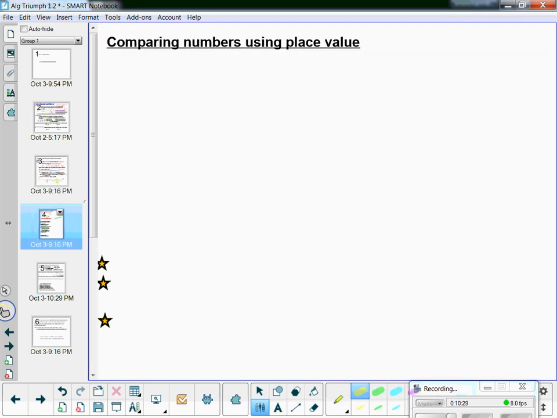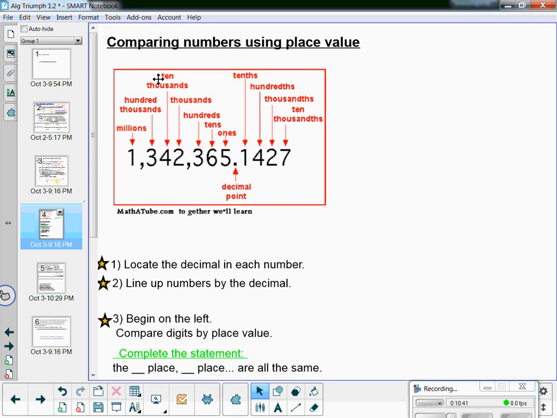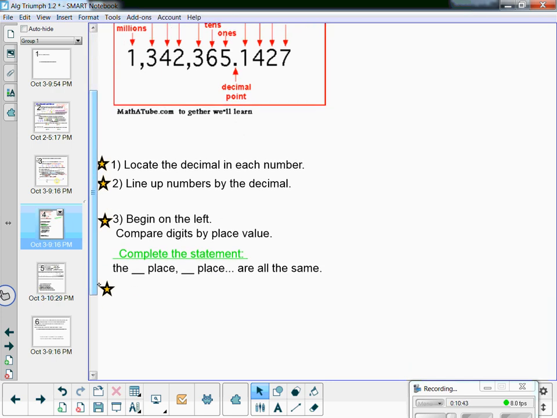Comparing numbers using place value. If you don't know them, go practice them. Go to that lesson and learn it. First, locate the decimal in each number. Line up the numbers by decimal. Begin on the left and compare digits by place value.